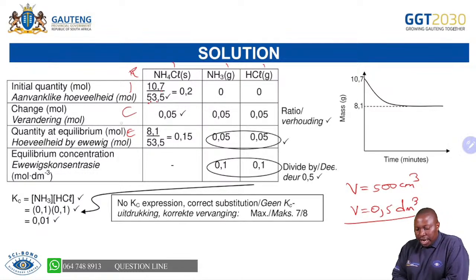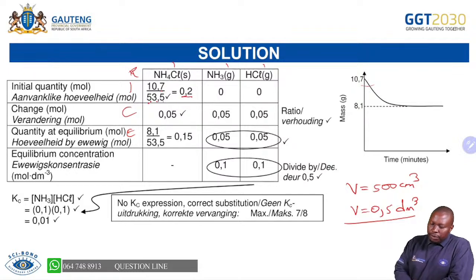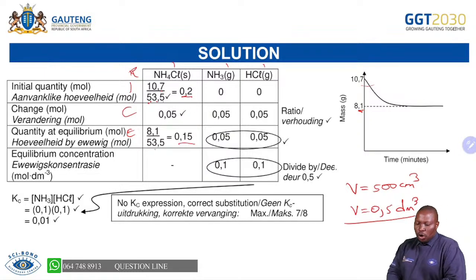So now, if you check, you can see that initially you had 10.7 grams of ammonium chloride, and then the number of moles is 0.2, so you were able to do that. And then at equilibrium, you have 8.1. You divide it by the molar mass, you get the number of moles, which is 0.15. So for ammonium chloride, you are given a number of moles. You have number of moles now at equilibrium and number of moles initial. And if you look at the difference of that, it is 0.05.